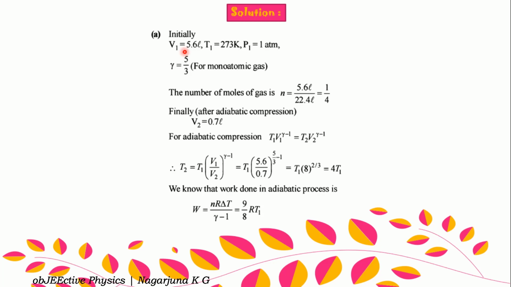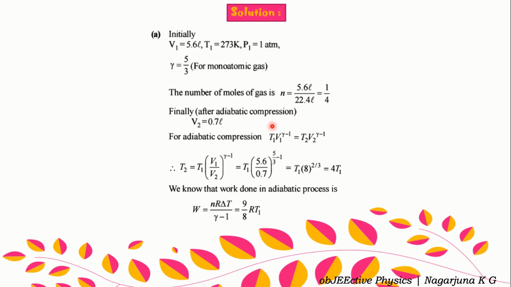Initial volume V1 is equal to 5.6 liters. Initial temperature T1 is equal to 273 kelvins. Initial pressure P1 is equal to 1 atmosphere. Gamma is equal to 5 by 3 for monoatomic gases. The number of moles of a gas, n, is equal to 5.6 liters divided by 22.4 liters, that is equal to 1 divided by 4, where 22.4 liters is the volume of 1 mole of a gas at STP or NTP.